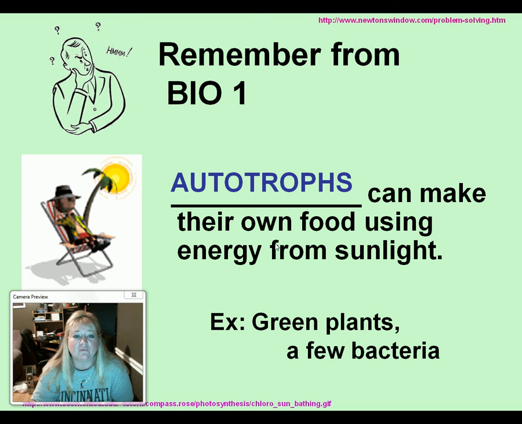Autotrophs can make their own food using energy from sunlight. This prefix auto means self, and troph means to feed. So if you want to write those two words down, auto means self, troph means to feed. So these are self-feeders. Anything with chloroplasts will be a self-feeder.